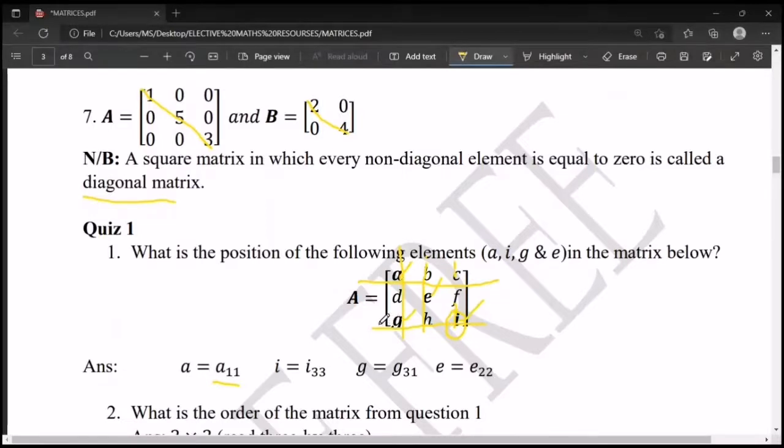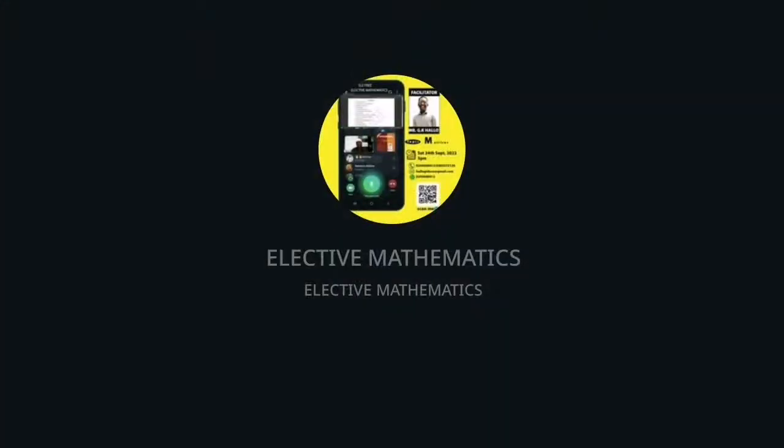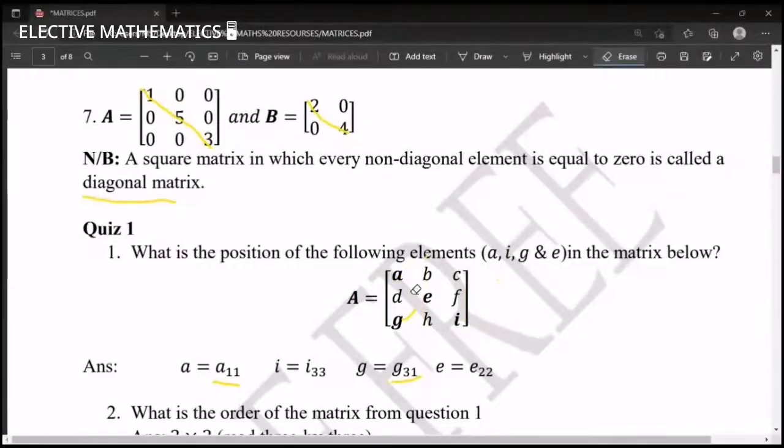What of G? G we determine by rows and column. G is at row 3. Then what column? Column 1. So G is row 3, column 1. That's the position. What of E? What is the position of E? E is at row 2. Then the column is column 2. So E is row 2, column 2.